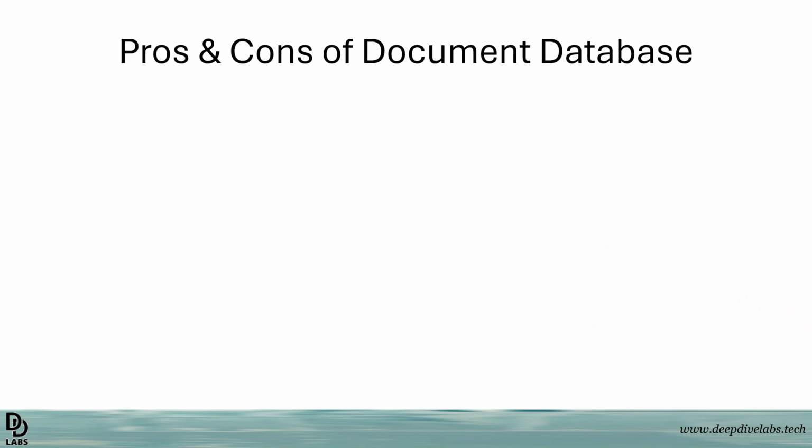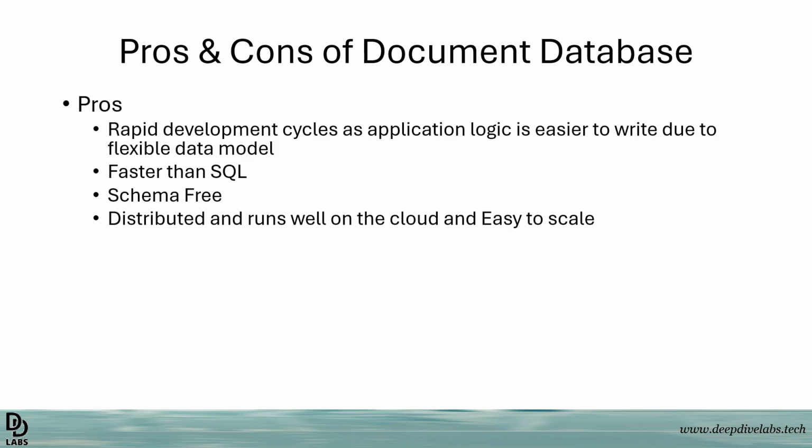So let's quickly look at this. Having seen the document database, let's look at the pros and cons of the document database. One of the key advantages is that it results in a rapid development cycle, as application logic is easier to write due to flexible data models, right? So you don't necessarily have to do this translation layer, which results in the object-relational impedance mismatch, right?